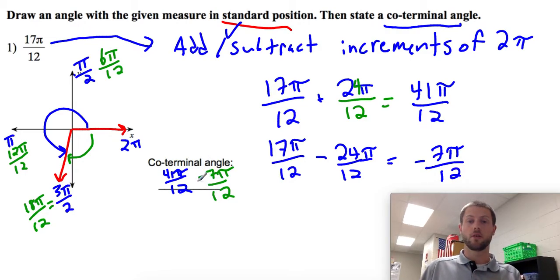I could do this an infinite number of times. I can go around the circle once. I can go around the circle twice. Doesn't matter. As long as you're adding or subtracting increments of 2 pi, you should be all set.